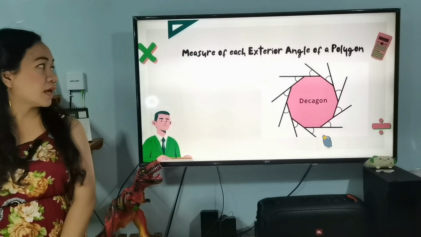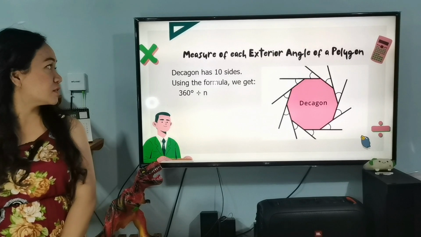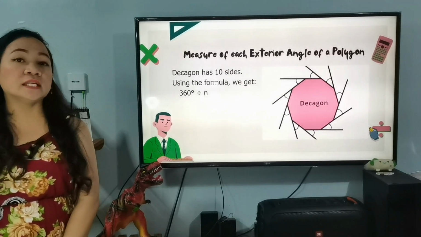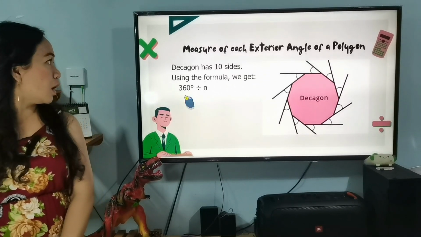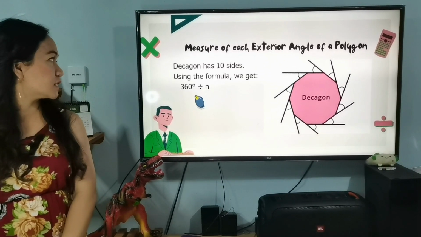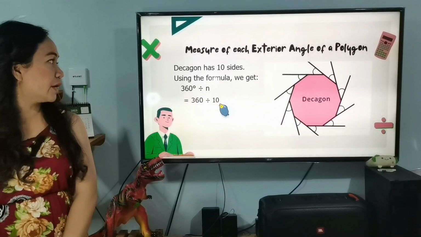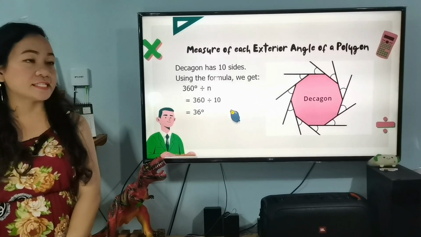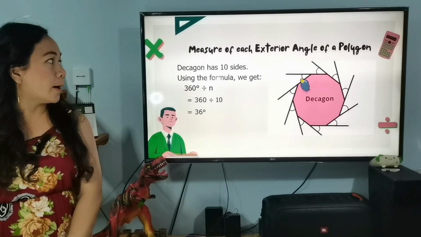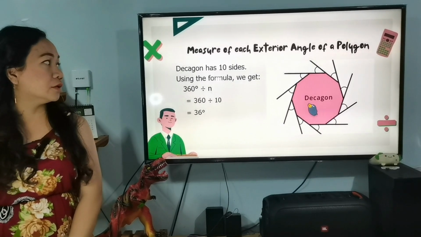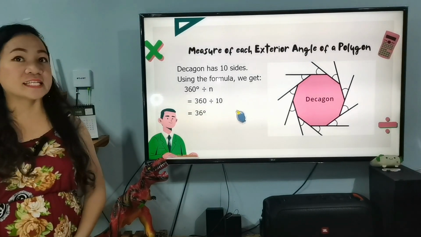Okay, next example, we have the decagon. The decagon has 10 sides. So again, we divide 360 degrees by the number of sides, which is 10. So 360 degrees divided by 10, we have 36 degrees. Meaning each exterior angle of our polygon, the decagon, measures 36 degrees.